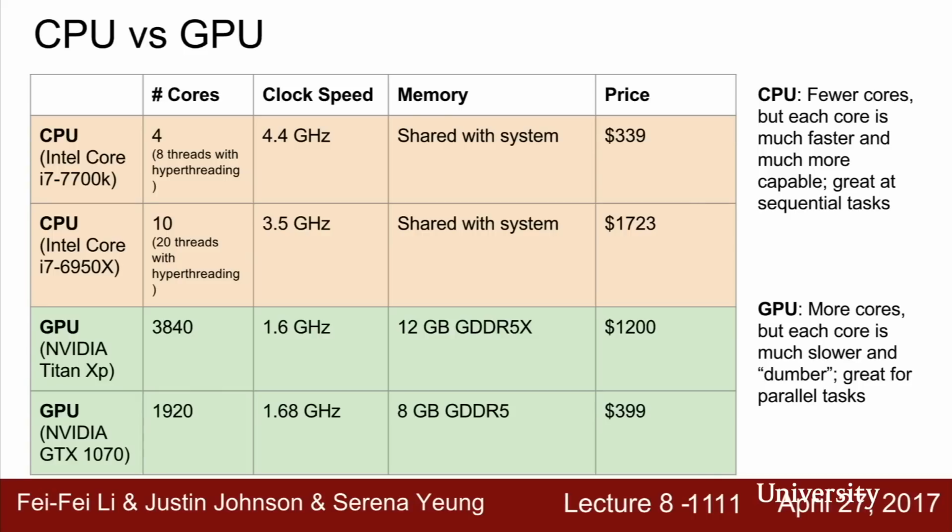For GPUs, we see that these common top-end consumer GPUs have thousands of cores. The NVIDIA Titan XP, which is the current top-of-the-line consumer GPU, has 3,840 cores. That's a crazy number. That's way more than the 10 cores that you'll get for a similarly priced CPU. The downside of a GPU is that each of those cores, one, runs at a much lower clock speed, and two, they really can't do quite as much. You can't really compare CPU cores and GPU cores apples to apples. The GPU cores can't really operate very independently.